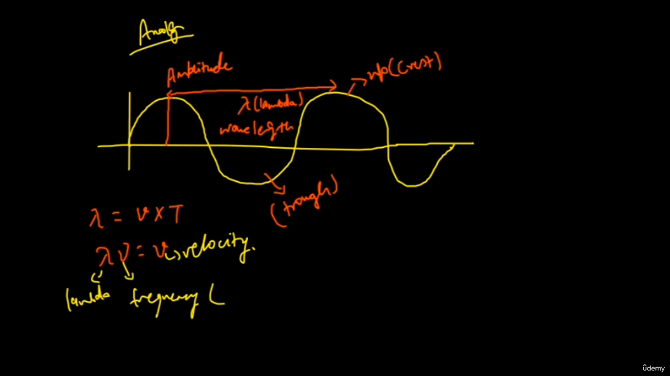So what does frequency mean? Well, 1 divided by time period is known as frequency. Now, let me write the one here. So here it is, 1 divided by time period is known as frequency. So let me tell you something very interesting about frequency here.